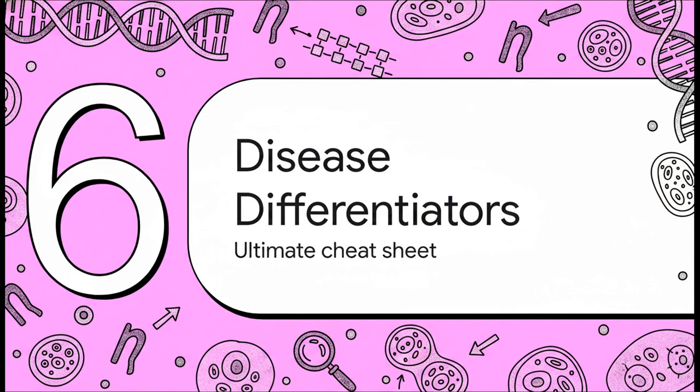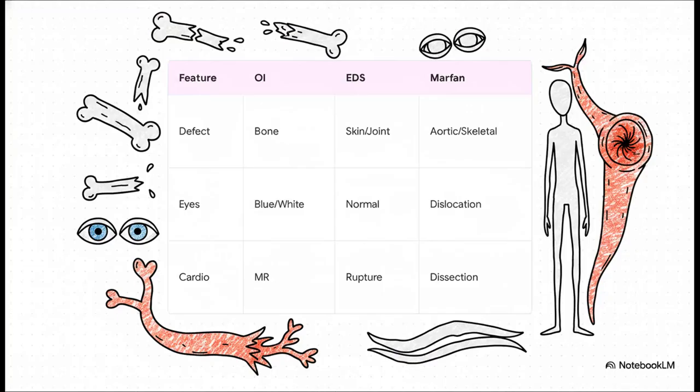Finally, Section 6, the master disease differentiators. Let's pull the whole shebang together into one ultimate cheat sheet. If you only remember one thing from today, commit this synthesized slide to memory. Look at how the bone, skin, and vascular features separate these conditions.